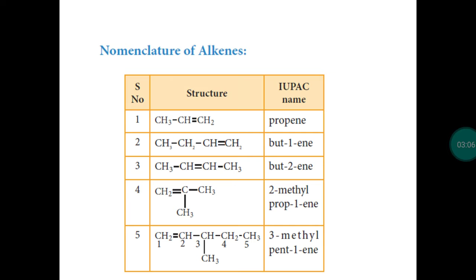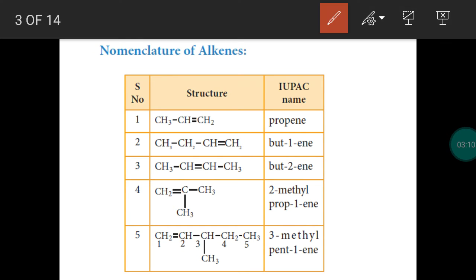Next, IUPAC nomenclature of alkenes. So we have a formula to write the IUPAC name. What is it? Prefix plus root word plus primary suffix plus secondary suffix. Whatever may be the organic compound, we have to follow this formula. So 5 examples are given in our book. We take the first example.